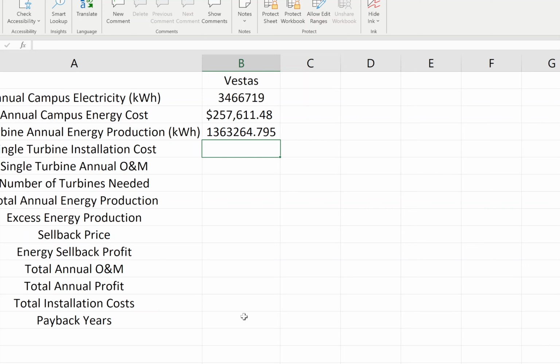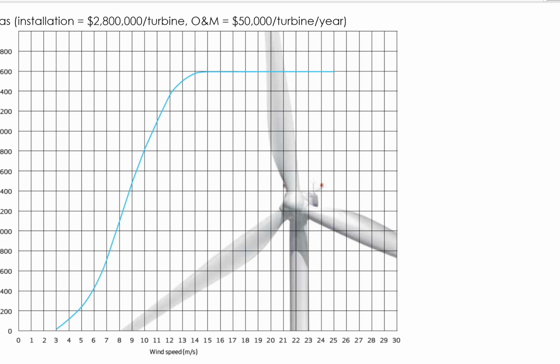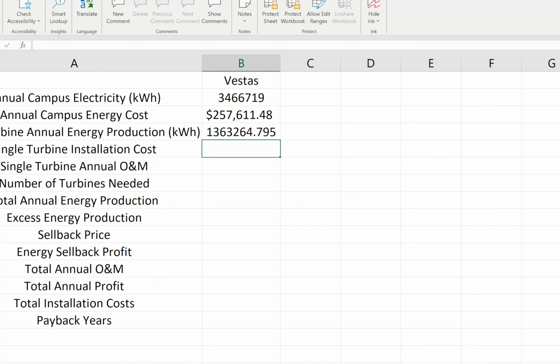Okay, now, how much does it cost? Over in here, you can see that I've got both installation and operation and maintenance costs. So it's $2.8 million per turbine to install it, and 50,000 per year per turbine in maintenance and operation of this guy here. So I'll go back here and I'll plug those values in. So 2.8 million and then 50,000 were the operation and maintenance costs.